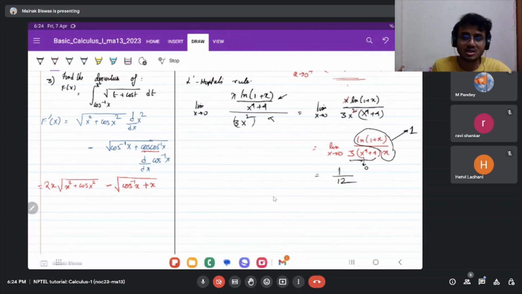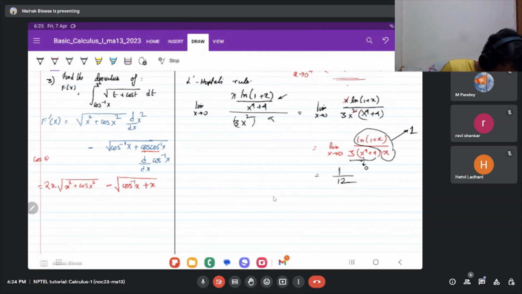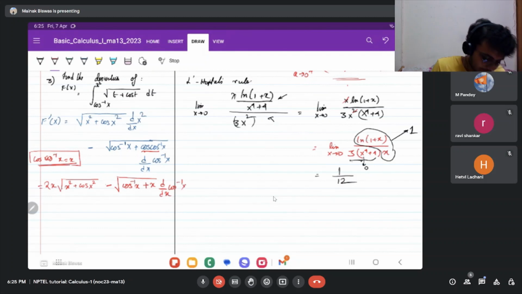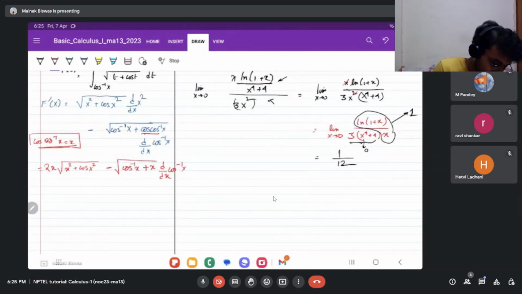So cos of cos inverse is identity, right? That's how you have defined it: cos of cos inverse x is equal to x. You are doing an inverse operation into d/dx of cos inverse x. So what is d/dx of cos inverse x? So let's do it, or does anyone remember? Minus of under root 1 minus x square. Correct. So let's try this once, the cos inverse x derivative. I think I had done it before.